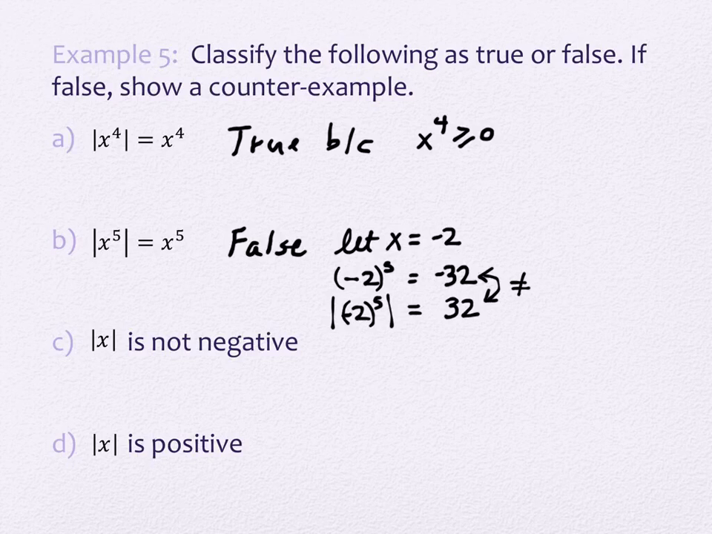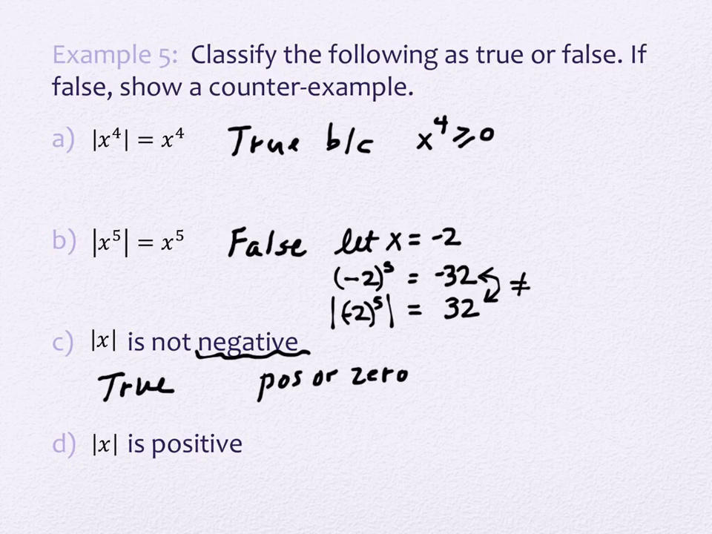All right. C and D are awfully similar. They are not exactly the same. C says that the absolute value of x is not negative. Is that true? That is true. How is D different? Yeah. Non-negative doesn't mean positive. Non-negative means positive or 0. And that's what absolute values are, positive or 0.